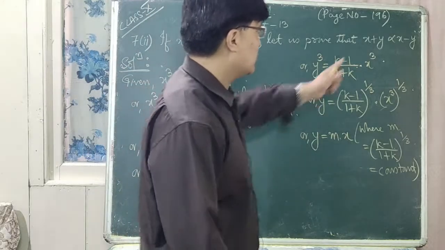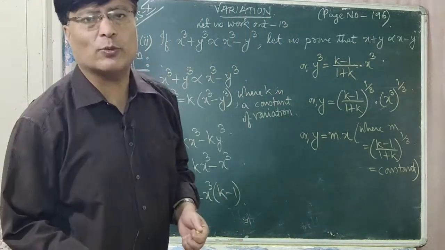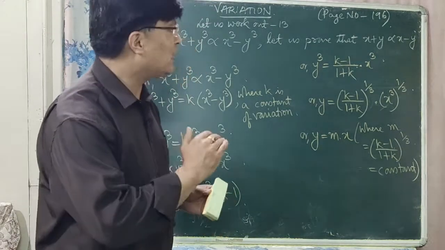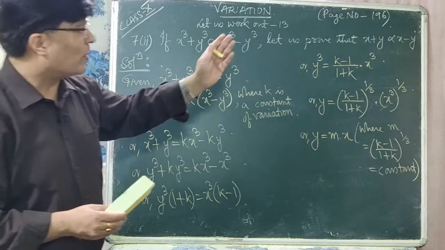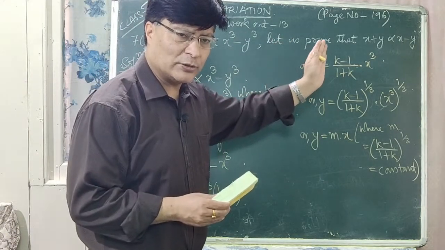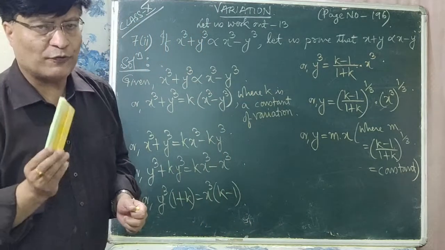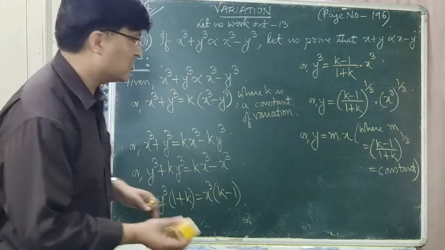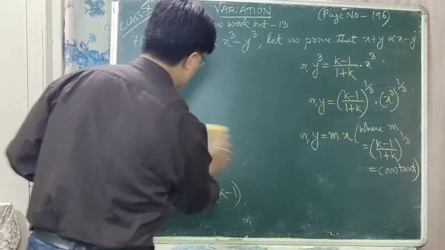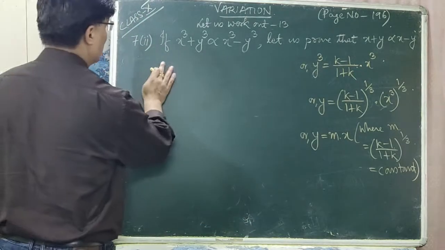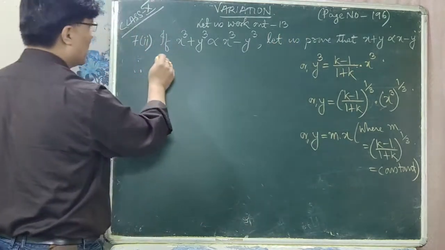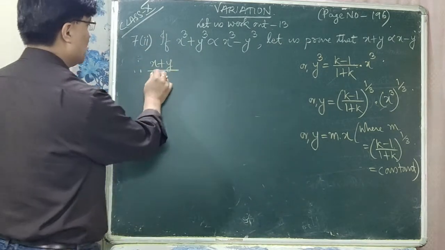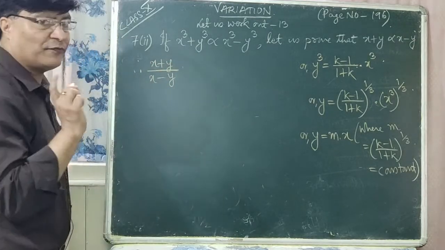Now let us prove this relation, x plus y proportional to x minus y. In the last online class also I told you how to prove x plus y proportional to x minus y. So x plus y is on the left hand side, proportional to x minus y is on the right hand side. First of all you have to find out the value of the fraction, that is left hand side divided by right hand side. So which is the left hand side here to be proved? x plus y divided by right hand side. Which is the right hand side to be proved out here? That is x minus y. So let us get the value of this expression first.